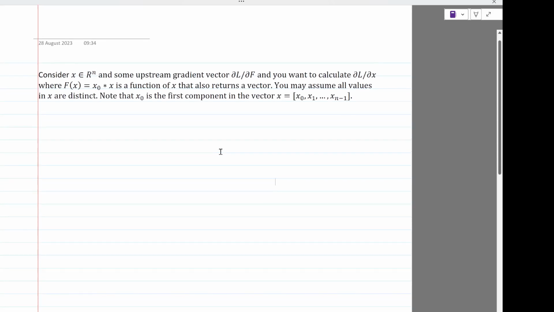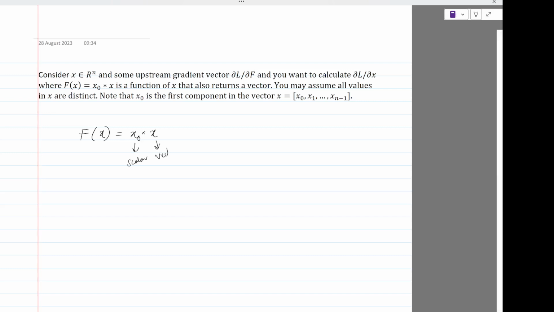Consider x in R^n and some upstream gradient vector del L by del f, and you want to calculate del L by del x, where f of x is x naught into x. So x is a vector in R^n. You may assume all values in x are distinct. Note that x naught is the first component in the vector x, so x naught is a scalar.